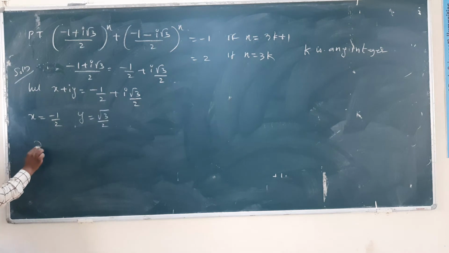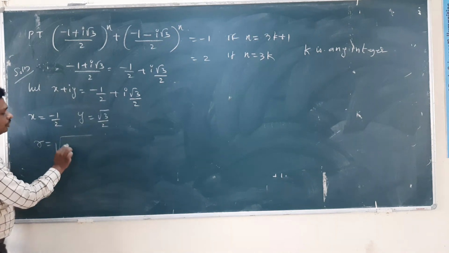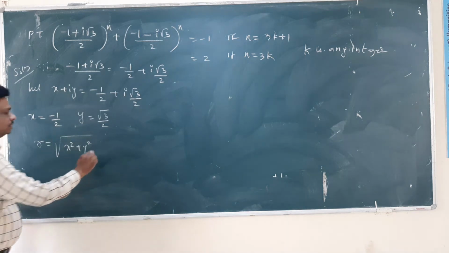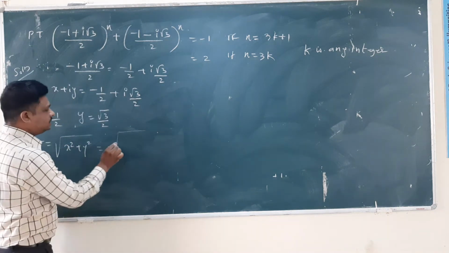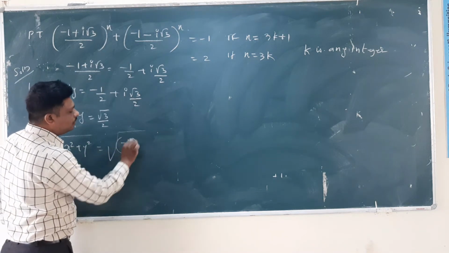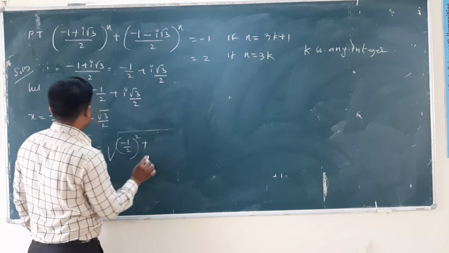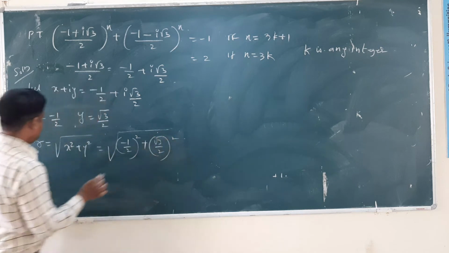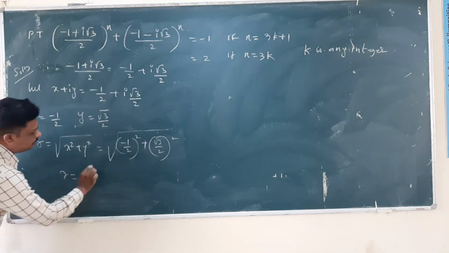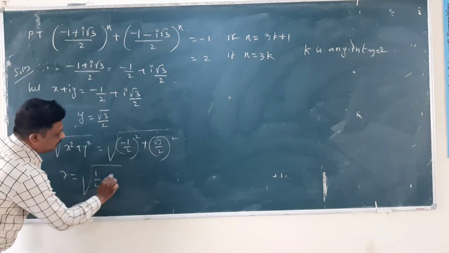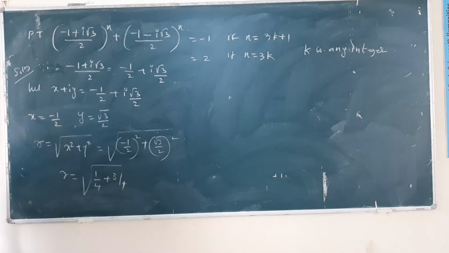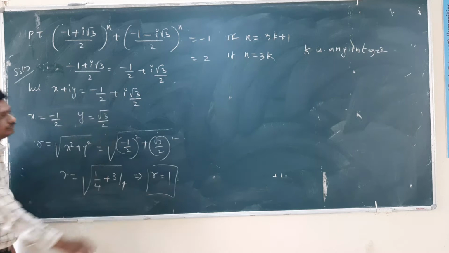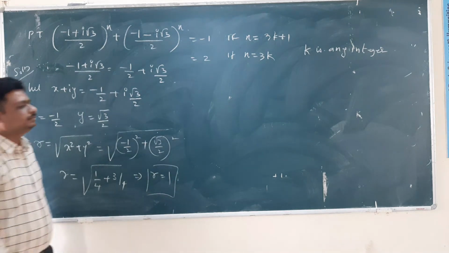So I will find the value of r. By using the formula √(x² + y²), here x squared is (-1/2) squared plus y squared is (√3/2) squared. Therefore r is equal to √(1/4 + 3/4). So this implies the value of r is 1. So I will find theta.